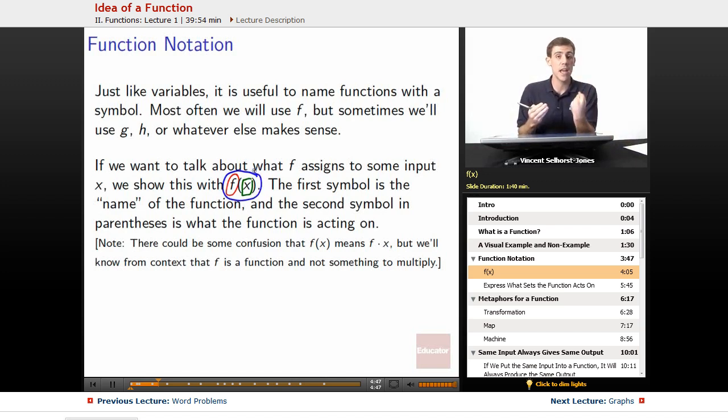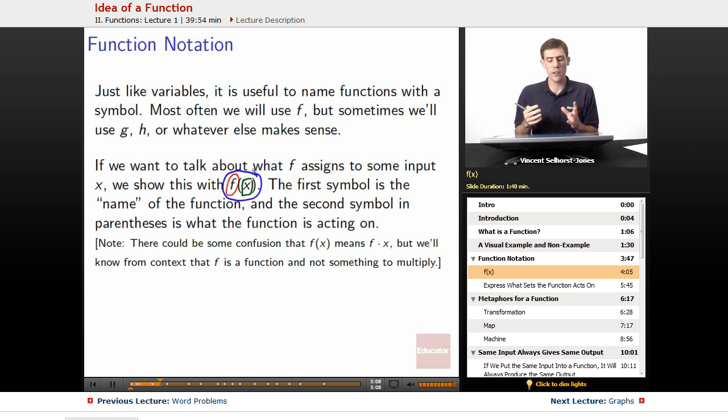So f is the name of what's doing the acting. The first symbol is the name of whatever is doing the acting. The thing inside of the parentheses is the name of what is being acted on. And then the whole thing taken together is where we are when we use the function on that element, what we get as output, where we come to.